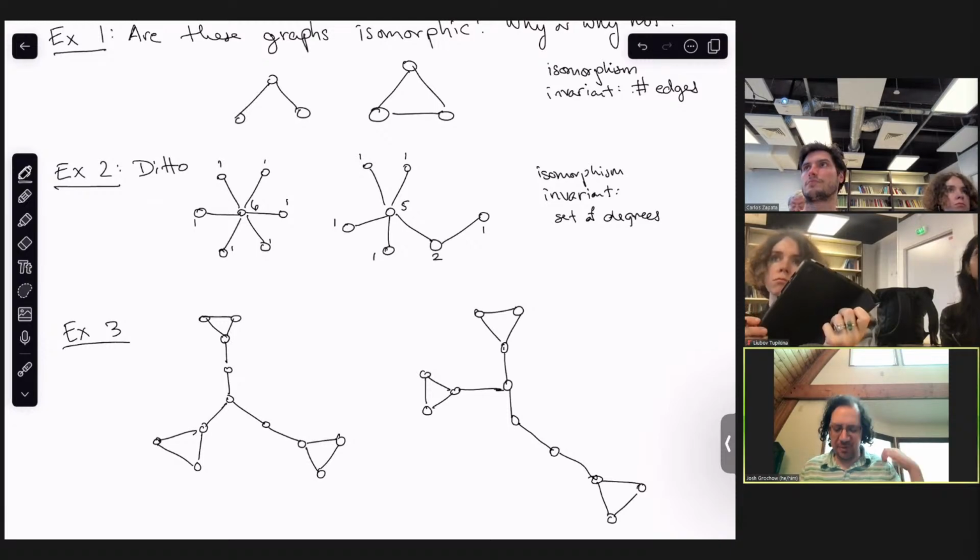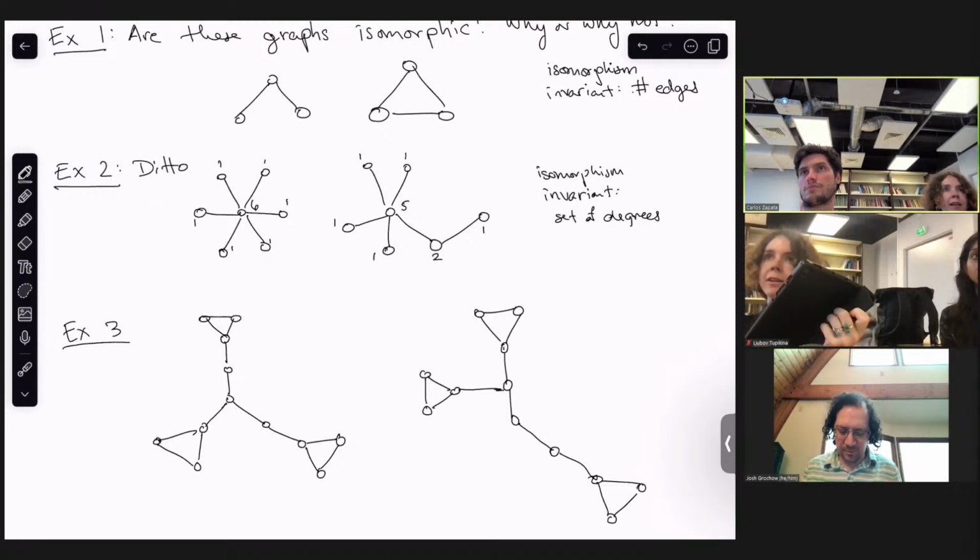What can you see about these graphs? Now the number of vertices is the same, the number of edges is the same, and the set of degrees is the same. Even the multi-set of degrees, if I count how many vertices there are of each degree in these graphs, it's the same. So how can you prove to me that these two are not isomorphic? Well, then you can go even higher order than the degrees.